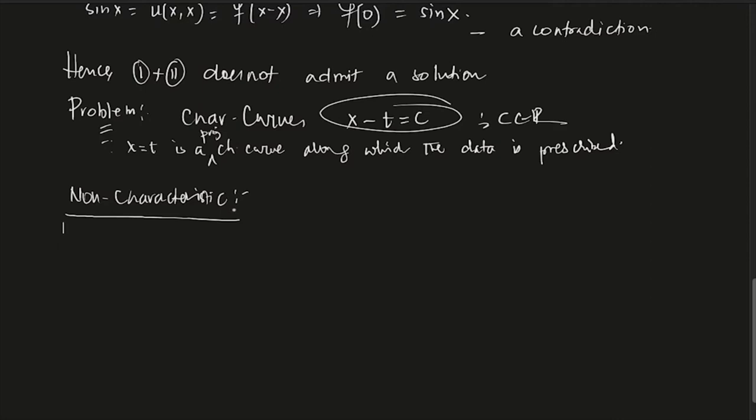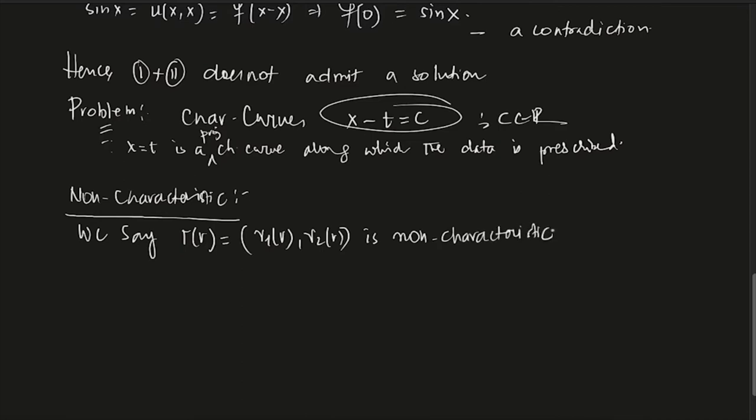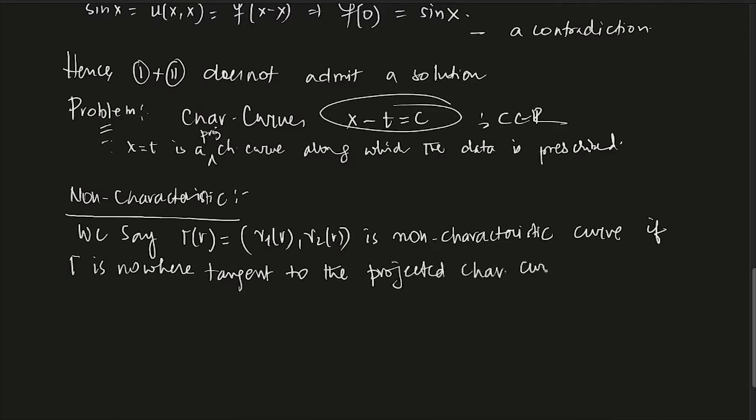Okay, so let me write it like this. We say gamma of r, which is gamma 1 of r, gamma 2 of r, is a non-characteristic curve if gamma is nowhere tangent to the projected characteristic curves, right?